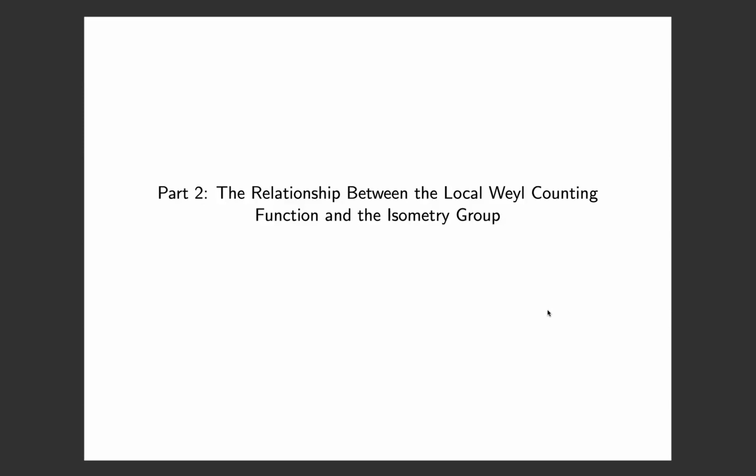So I think the last result, at least the argument, I hope, establishes that there's a pretty strong connection between the local Weyl counting function and the isometry group of a manifold. And so I'd like to explore that theme a little bit more.